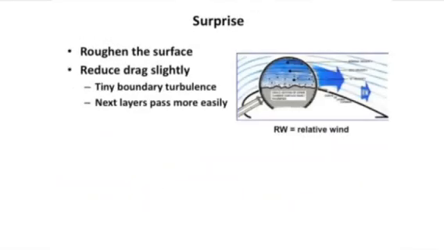Somewhat surprising in this whole study is the fact that if you slightly roughen the surface of an aerodynamic surface, you actually make it faster. You reduce the drag slightly. When you roughen the surface just a tiny amount, it makes the next layers able to pass more easily, and that makes the flow better.